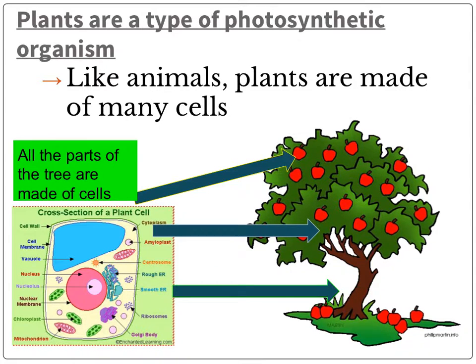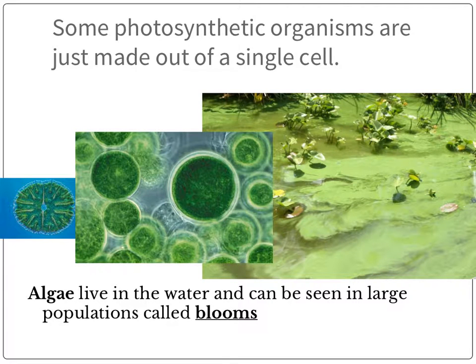So photosynthetic organisms, or living things that can make their own food using sunlight, vary in the way they look. Some are made of many cells and mostly live on land, like plants. An example shown here is a tree that is a type of plant. While other photosynthetic organisms may only be made of a single cell, or a unicellular organism, and they might live in water, such as this algae.